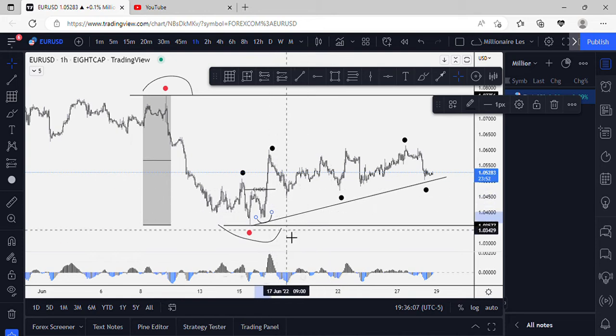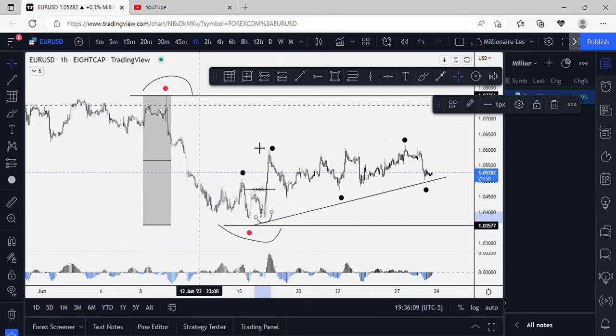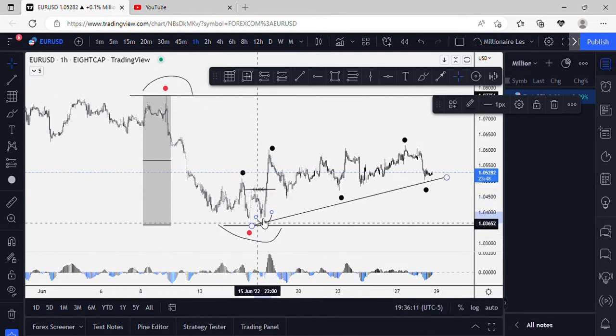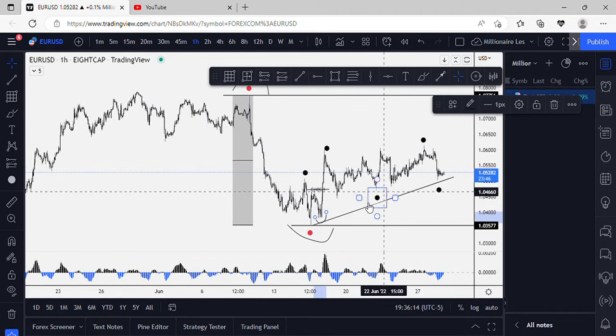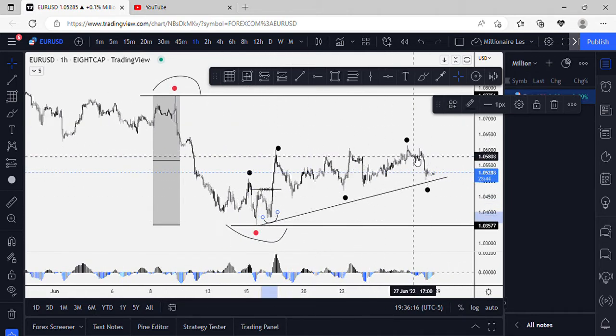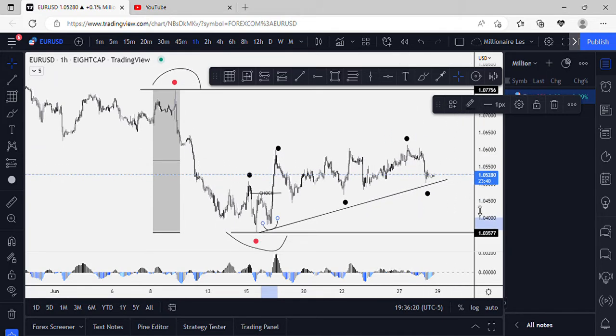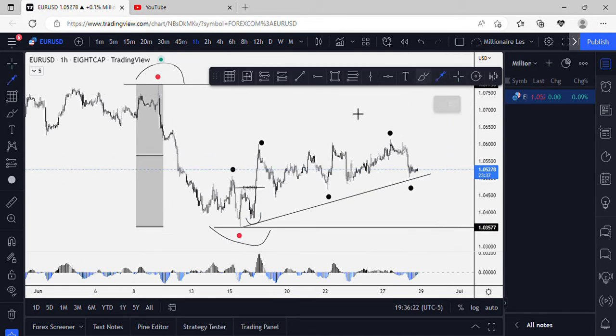Once I have a change of character, in my mind, that is free game to literally take these buys, keep buying up until the market shows me that, okay, I either want to keep going up or keep going down. So as long as the market keeps making higher highs, higher lows, higher highs, higher lows, I'm still going to be in minor structure buys, if that makes sense.